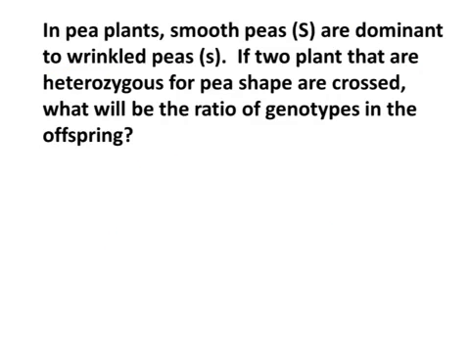In pea plants, smooth peas are dominant to wrinkled peas. If 2 plants that are heterozygous for pea shape are crossed, what would be the ratio of genotypes in the offspring? So my 2 plants are both heterozygous. That means both of them have 1 big, 1 little, and that's crossed with another one that is 1 big, 1 little. So that's my first step.